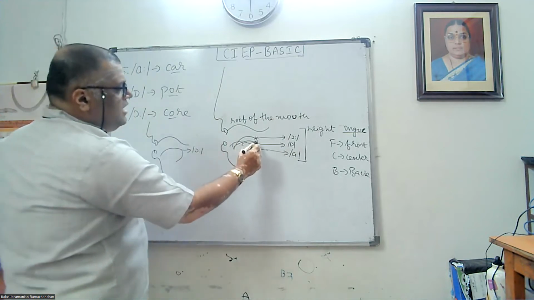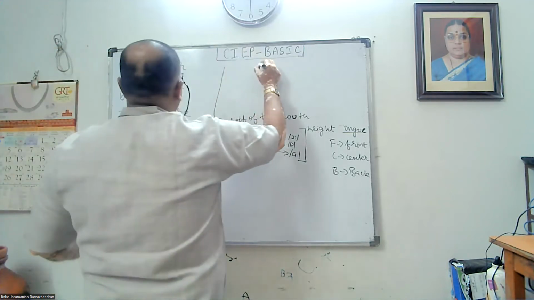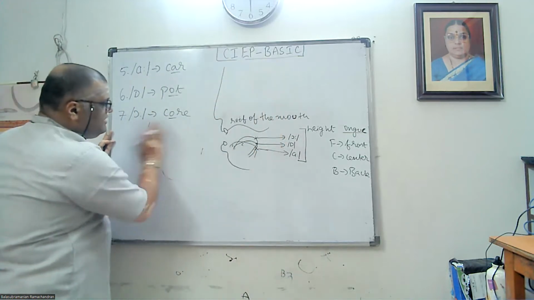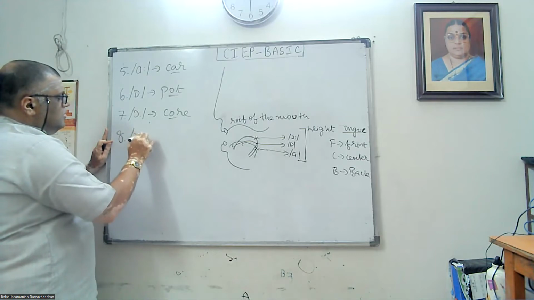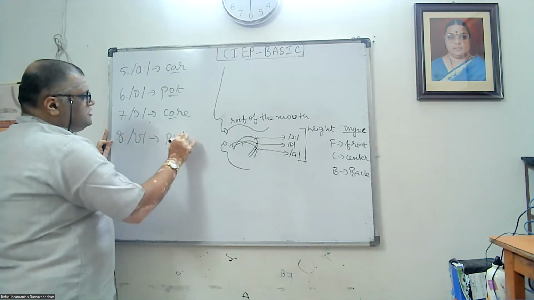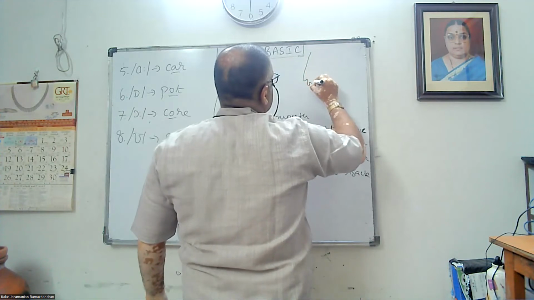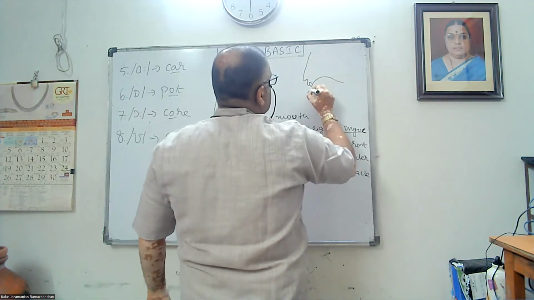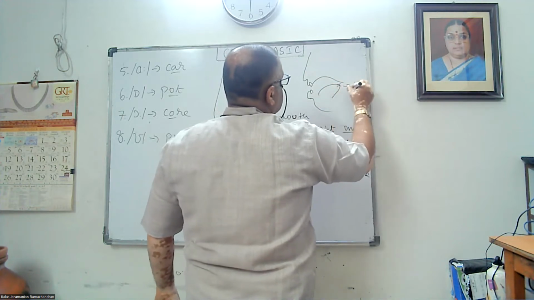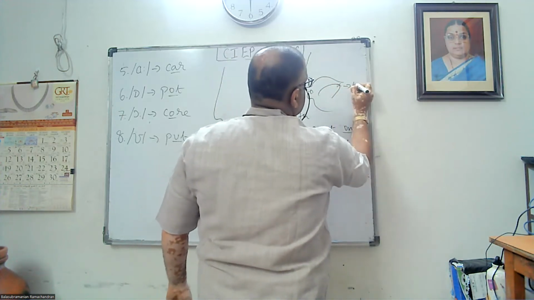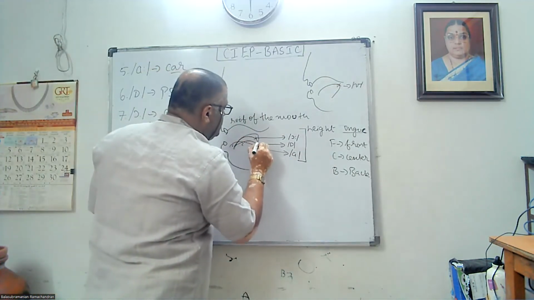Okay. A, o, o. Let's come to sound number 8. I'll write sound number 8 here. O, u, put. So I'll draw the mouth picture here. This is for u. So the tongue will be somewhere here for u.